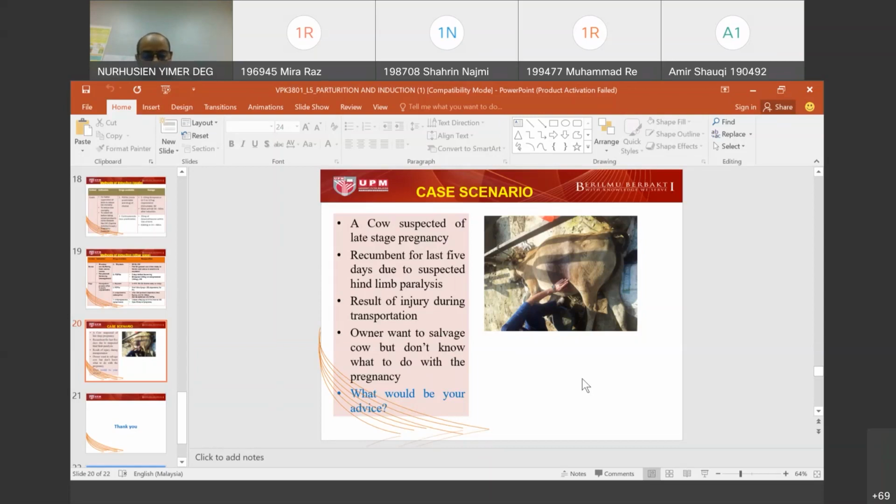But then you are considering cesarean section, right? Why not induction of parturition? Yes, I can consider that as well. So which one do you think would be the best option with the reason? Induction would be better than cesarean. It depends on the fetus viability and all.